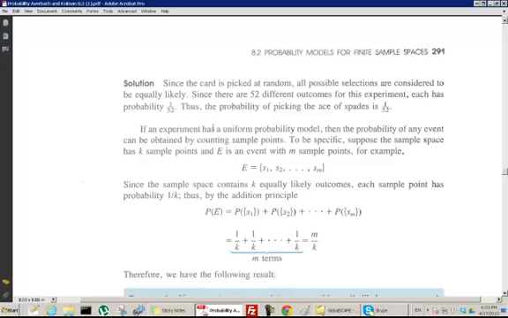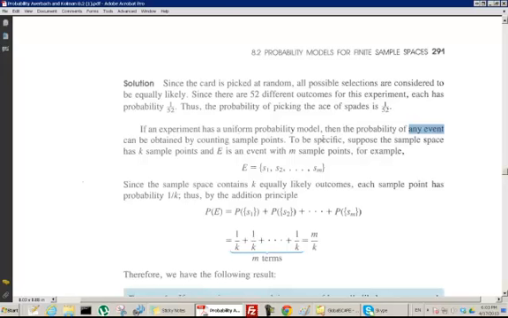If an experiment has a uniform probability model, that means all the elementary outcomes are equally likely, then the probability of any event, not just the elementary events, can be obtained by counting sample points.